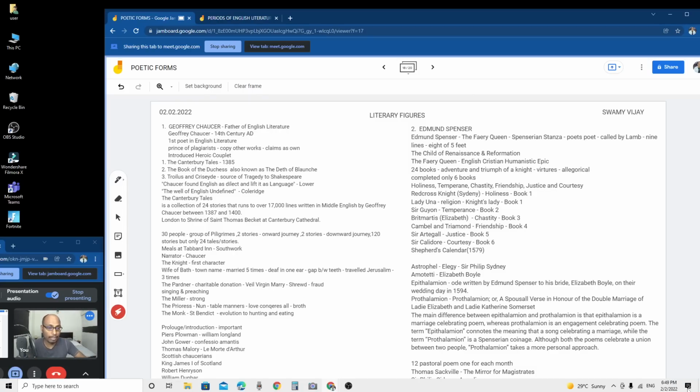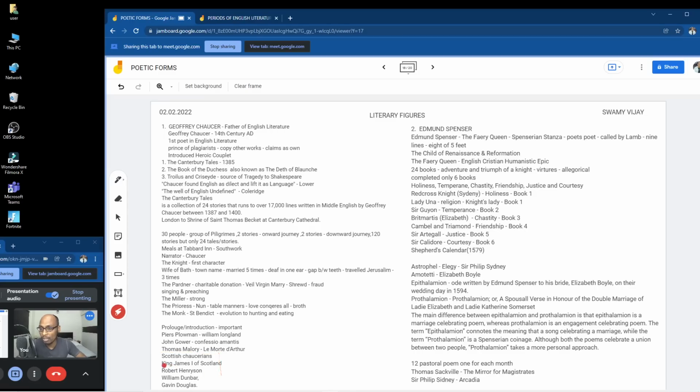So shall I continue with this confusion? You need to find out who is this King James I of Scotland, who is the Scottish Chaucerian, what is his history, what is his background. You have to find out and tell me in the next class. But he is known as one of the Scottish Chaucerians. Definitely he will come after Chaucer only.